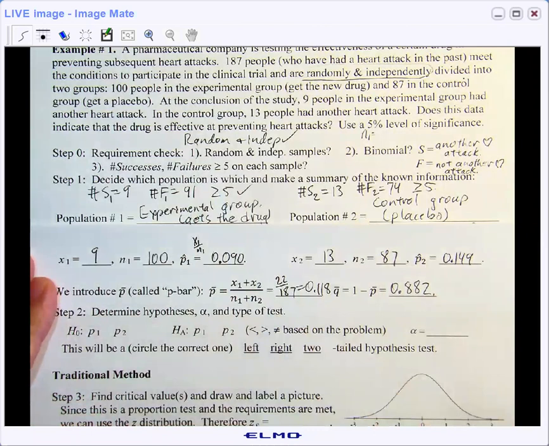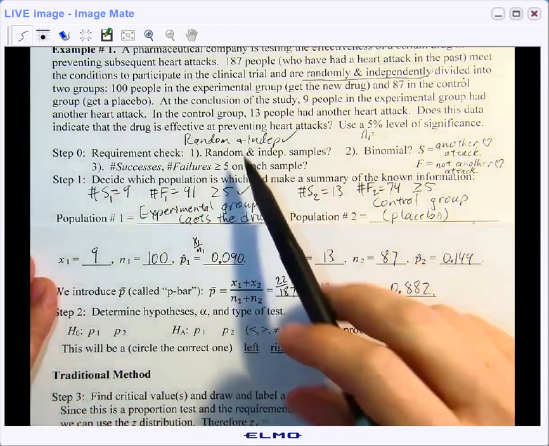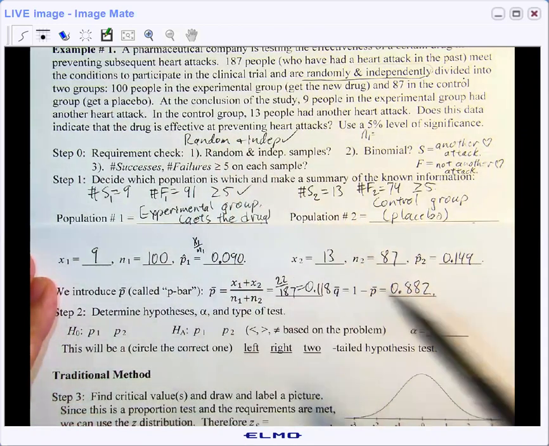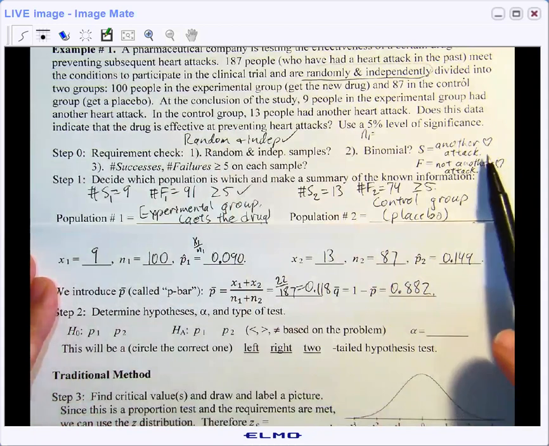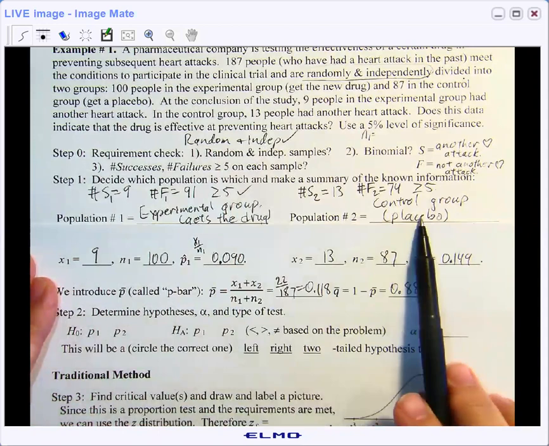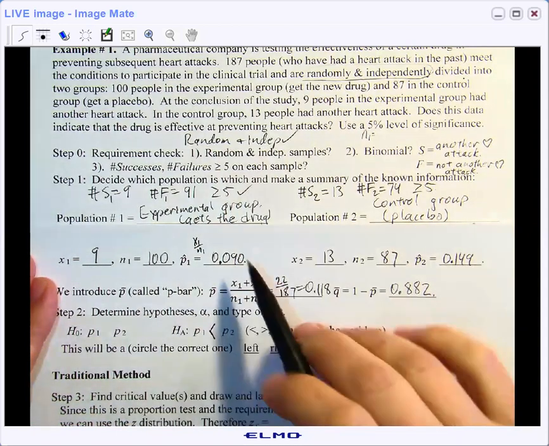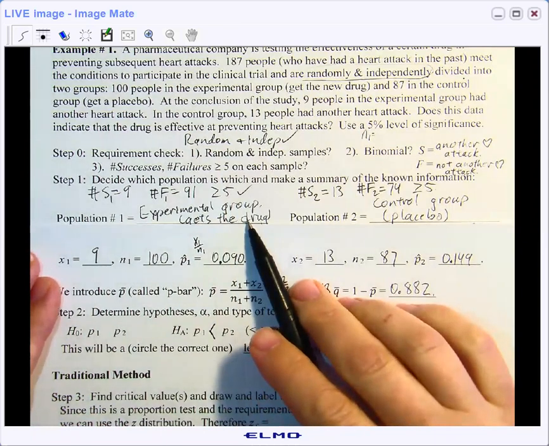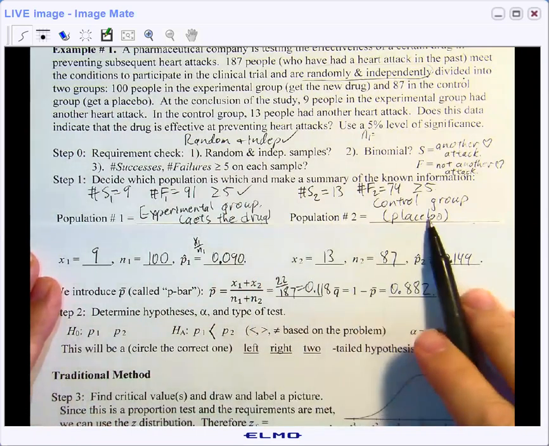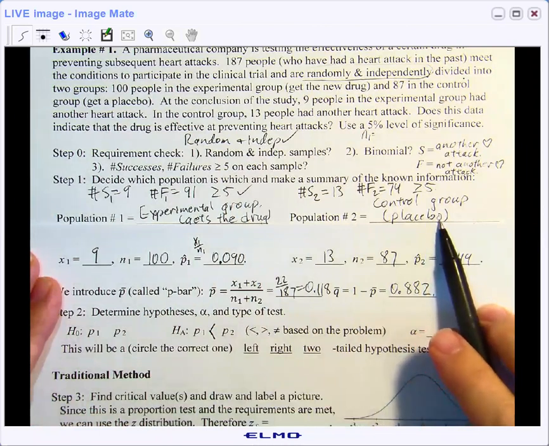And we wrote down our known information. And we're trying to see, remembering that a success is another heart attack, if the drug is effective at preventing heart attacks. And if we're preventing heart attacks, then we should have fewer heart attacks if the people get the drug than if they don't. So that tells me that my alternate hypothesis should be that the population proportion in group 1, if we were to give it to everybody, that would have another heart attack, is lower than the proportion in group 2, people who don't have the drug that have another heart attack.